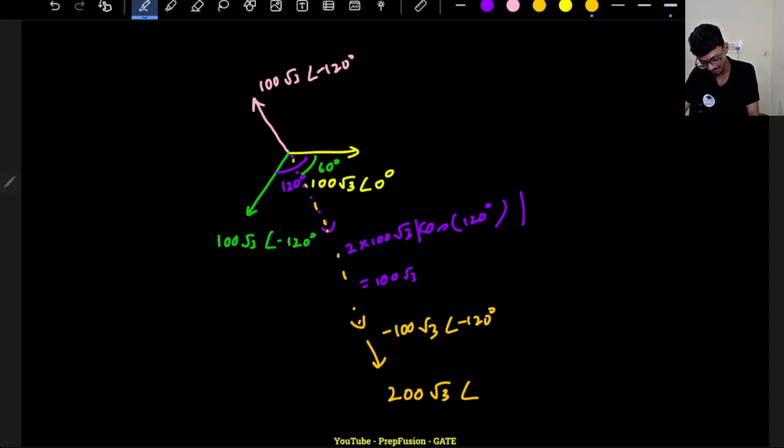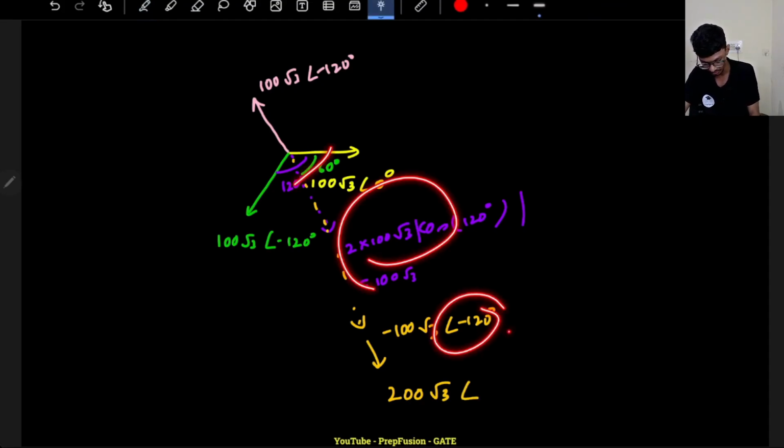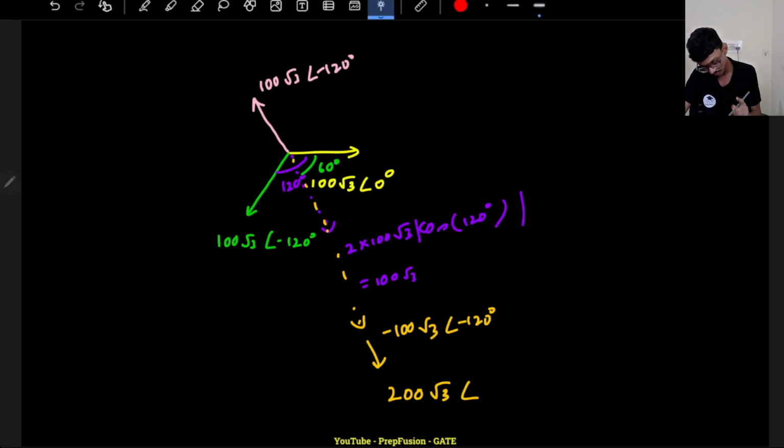Angle will be what? Same angle, right? Sorry, not minus 120. This angle is basically minus 60 from the reference, right? So this angle will be minus 60 from the reference.